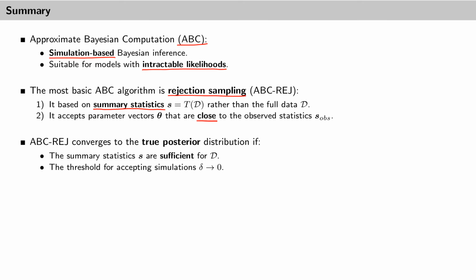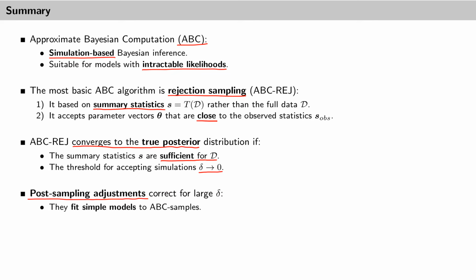But despite these approximations, ABC rejection sampling does converge to the true posterior distribution if the chosen summary statistics are sufficient for the data, and if a threshold for accepting simulations is used that is very close to zero. In practice, however, it is almost impossible to choose delta so small as to get a very good approximation of the true posterior distribution. In fact, delta is usually not up for choice, but it is determined by the available computational power. As a result, ABC posteriors tend to be too broad and to include parameter vectors under which it's actually impossible to obtain the observed data.